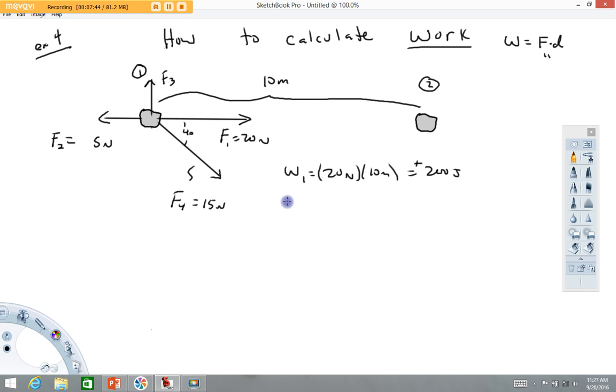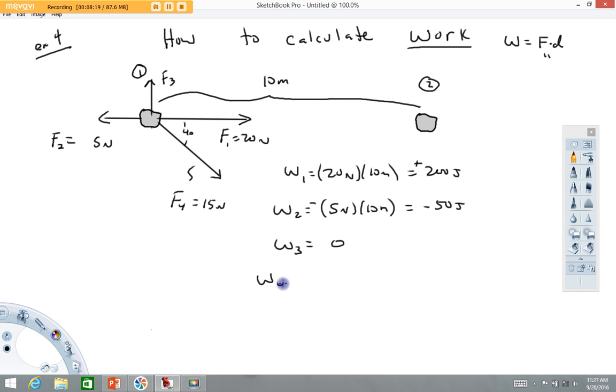Work done by force 2 is going to be equal to 5 newtons times 10 meters, and that work term is negative for the same reason it was before. The force is to the left, but the displacement is to the right. So we get minus 50 joules out of that. Work done by force 3 is 0 because force 3 makes a right angle to the direction of motion. So it doesn't matter what the magnitude of force 3 is in this example. The work is 0 regardless.